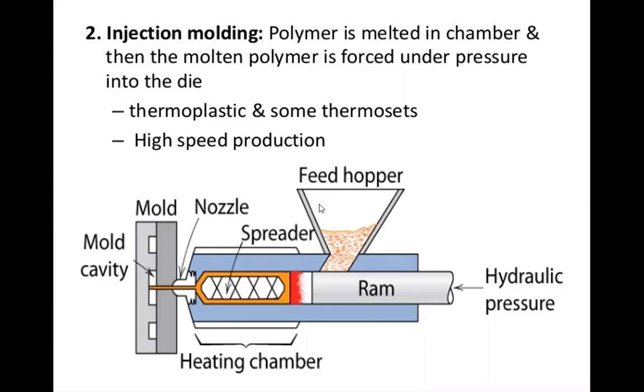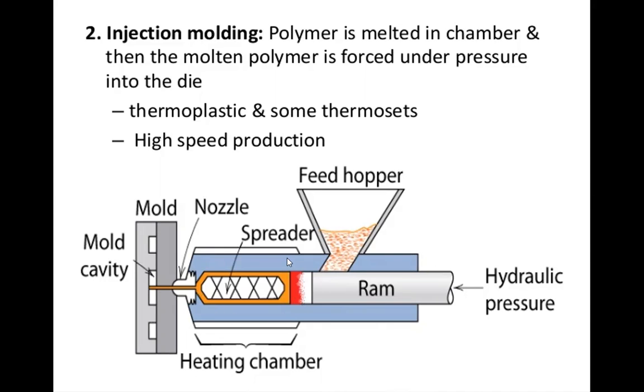In injection molding, there is a hopper. The plastic material in the powdered form should be poured into the hopper, and slowly it moves down. As soon as it is moving down, hydraulic pressure is applied from the right side of the apparatus, so that the powdered plastic is moved in the forward direction.